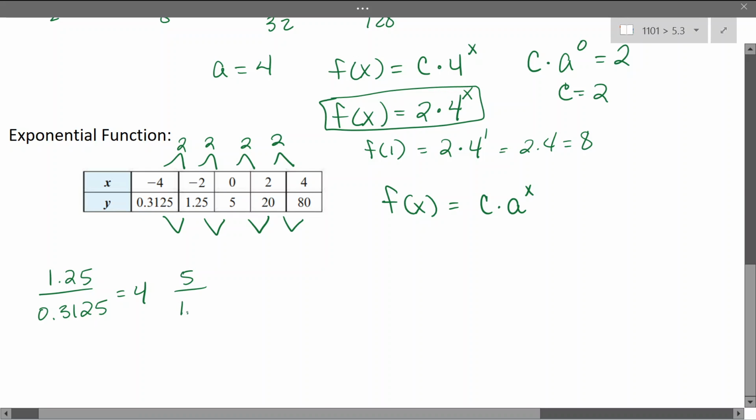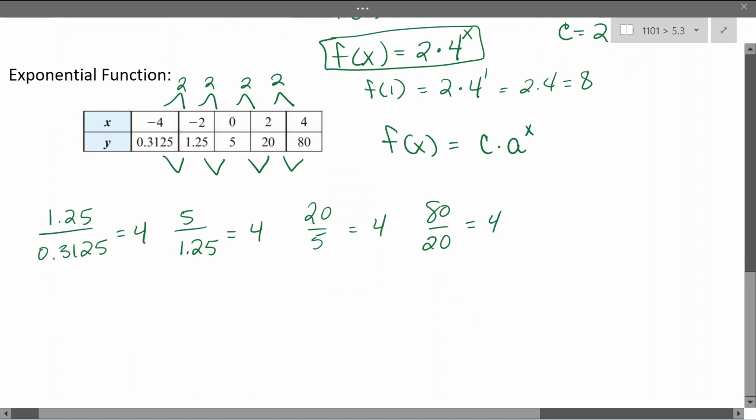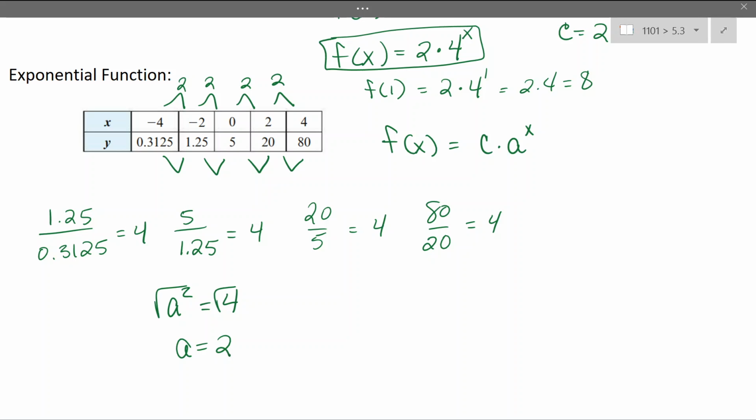And then we have 5 over 1.25 is equal to 4. 20 over 5 is equal to 4. And 80 over 20 is equal to 4. But when we go up in the x direction each time, now we're going 2. So instead of having a equals 4, we have a squared equals 4. So a squared equals 4, we take the square root and we get a is equal to 2. Normally when you take a square root, you would have a positive and negative 2, but a can only be positive, so it's going to be positive 2.